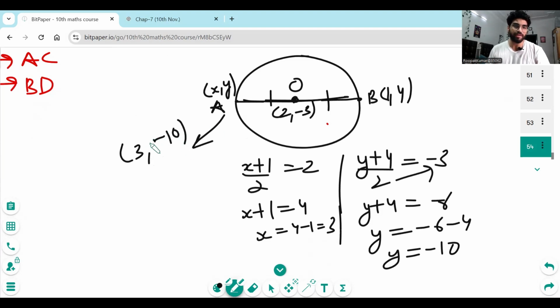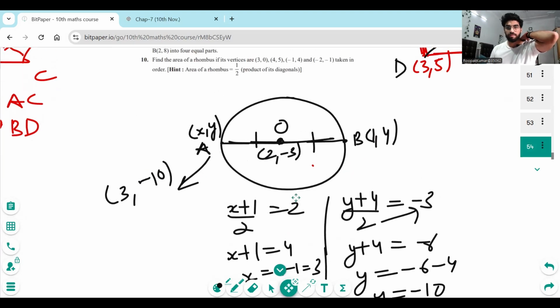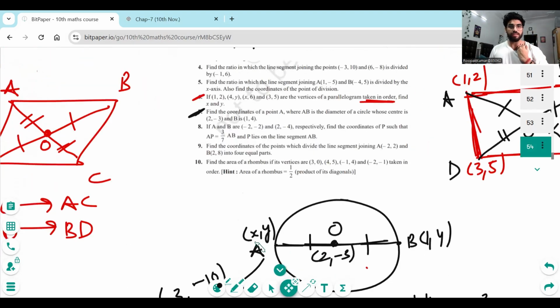They can do anything. Either they can give these two and you find this, or they can give this one and this one, and you have to find the remaining one. So as long as you know the midpoint formula, you can calculate this. So question number 7 is also done.